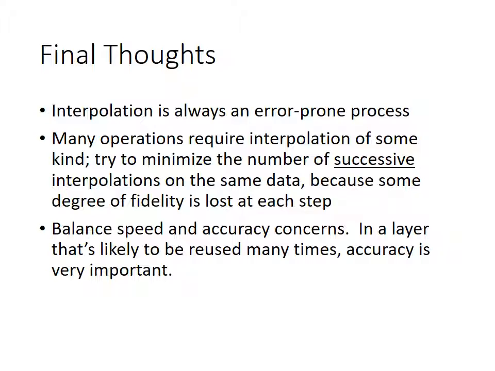And then finally, you want to balance speed and accuracy. Most of the time, things that are going to be better interpolators are going to be a little bit slower. That's not always the case, but that's often the case. So these speed accuracy trade-offs happen with interpolation just like they do in other domains.